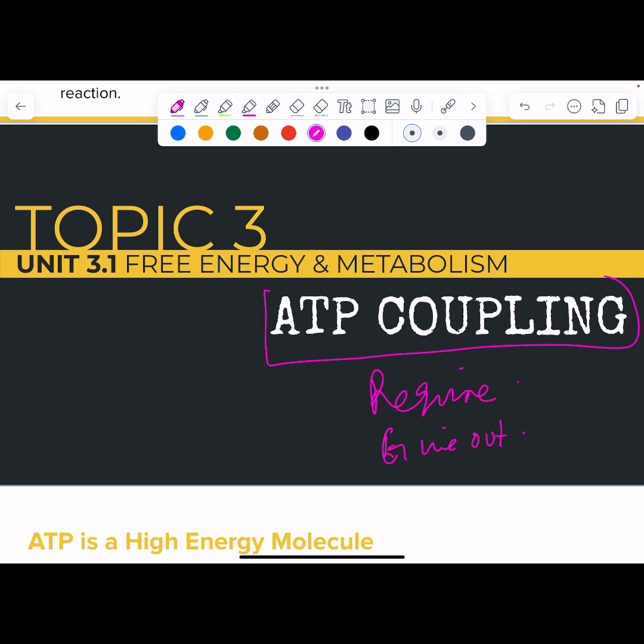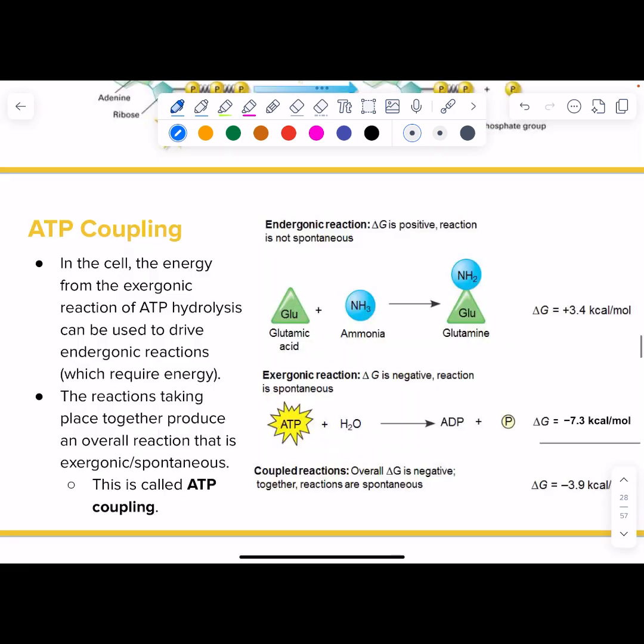So now what happens in our body is that a process that requires energy is usually together with a process that gives off energy. So let's say this one gives off, and then this one takes in. So what happens is that the energy given off here will be used by this process, and the cycle keeps on happening the whole time. That's why all reactions in our body are connected together. So this is an example of ATP coupling.